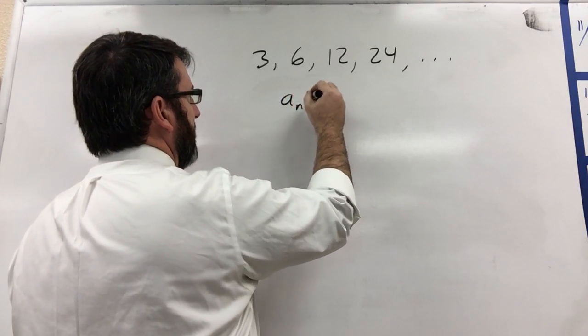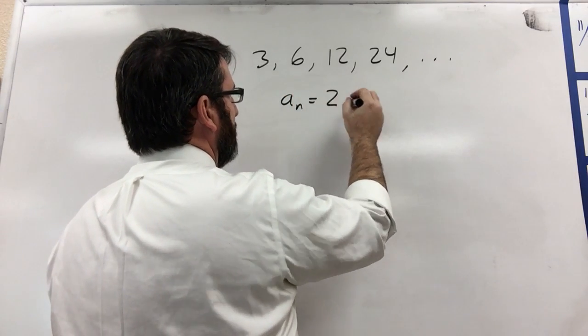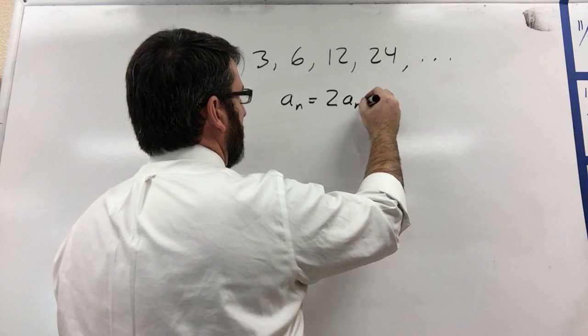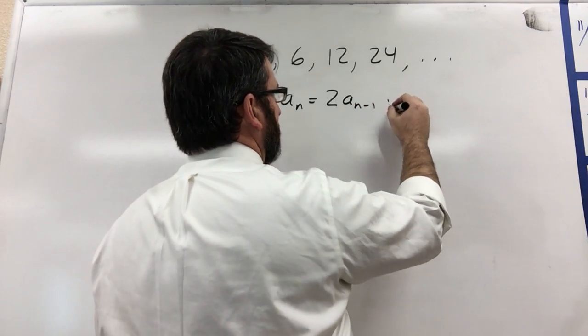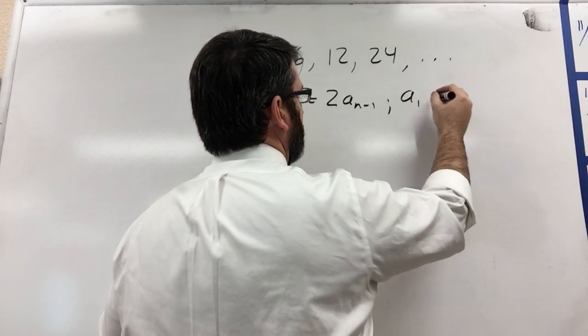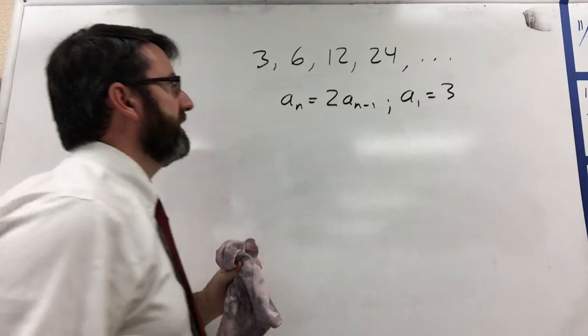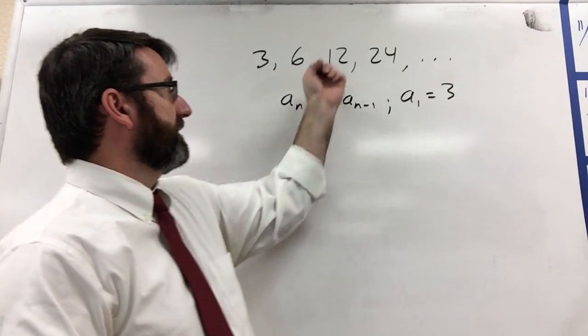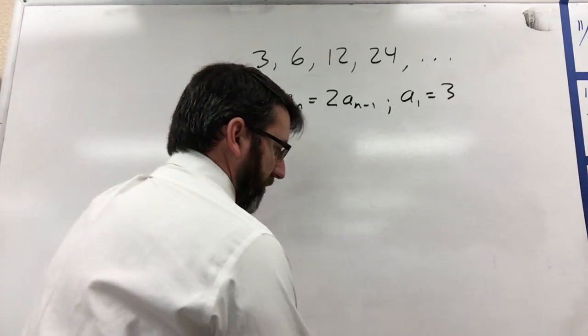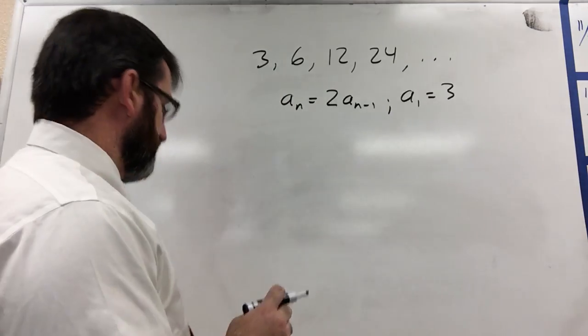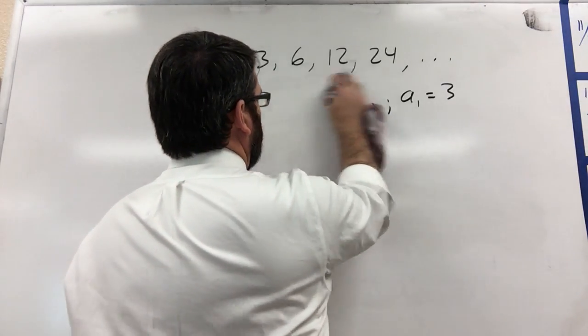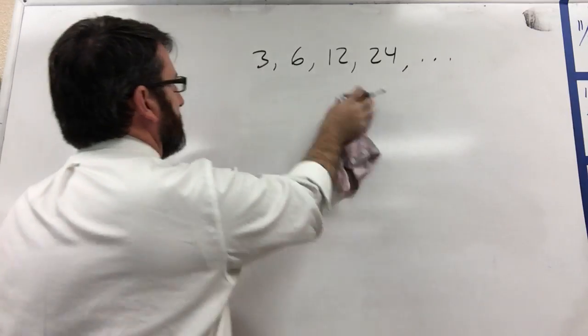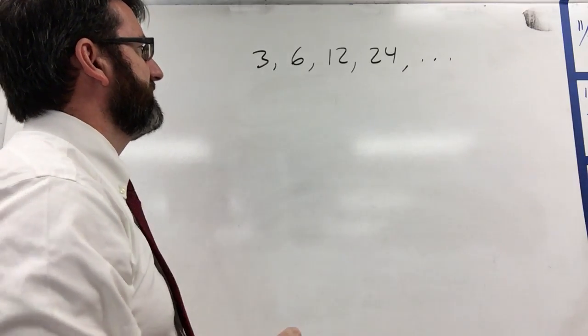And if we were to write this as a recursive formula, we'd get a sub n equals 2 times a sub n minus 1. And of course we'd have to say that the first term is 3. So there would be a recursive formula for this sequence. For an explicit formula, let's write these a little bit differently.